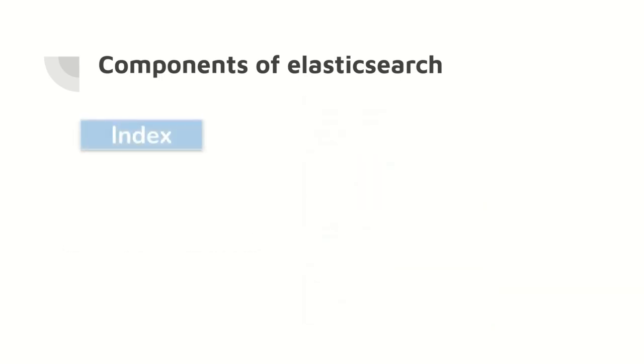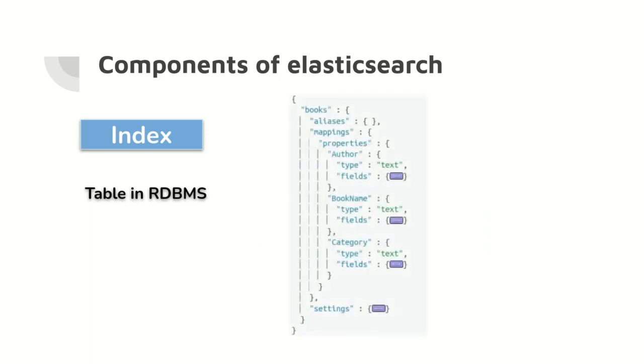Now let us see what exactly an index is. An index is similar to a table in RDBMS where similar kinds of data are stored. Let us see an example of an index. Here we have the index name, books. We are storing book information, so we have given the index name as books, and there are fields: author, book name, and category, and each of these fields has the data type text here, but you can define the data type as integer, float, IP address, geopoint, etc., whatever you need. All the data types are supported by Elasticsearch.